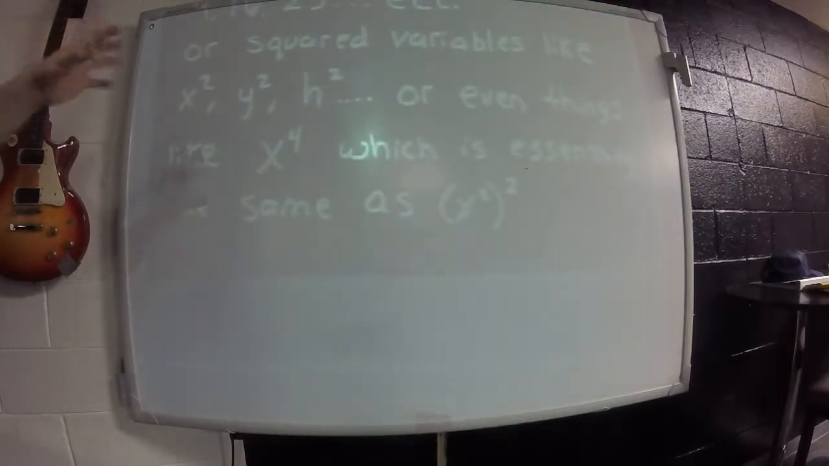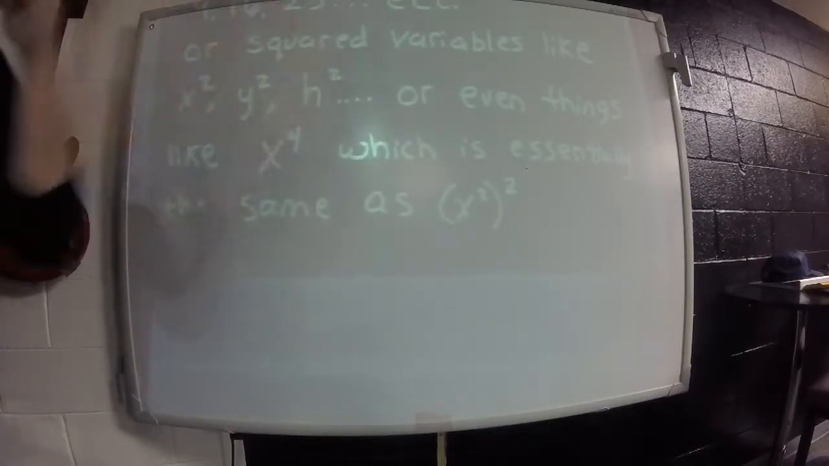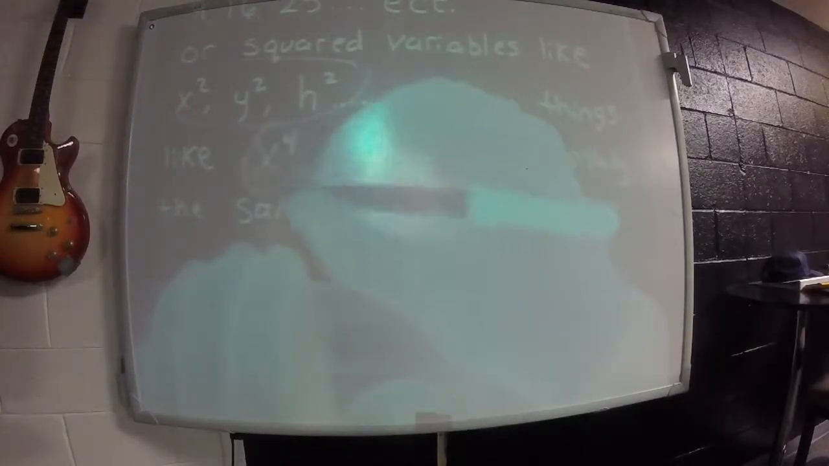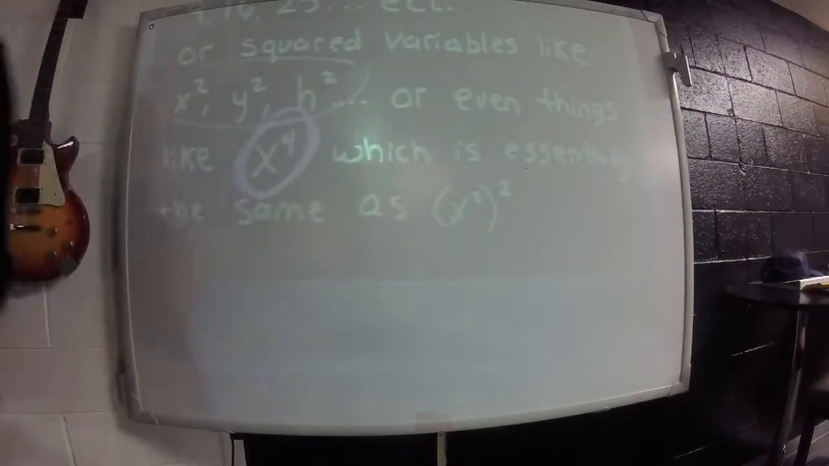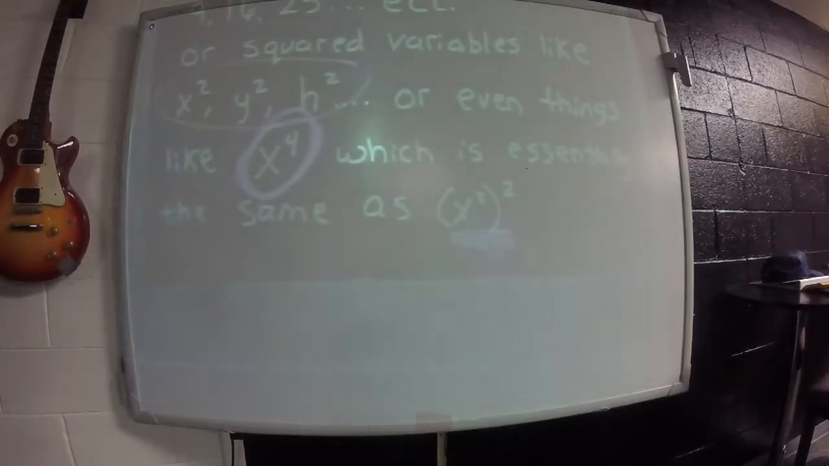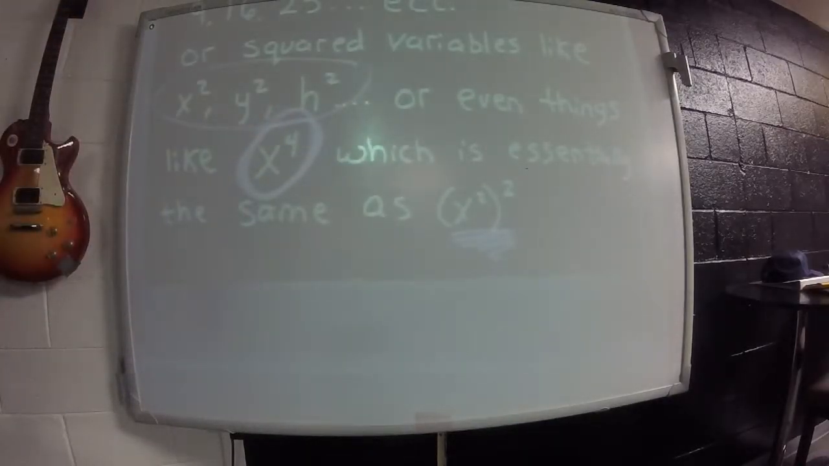Square letters look like x squared, y squared, h squared. That's usually what they're going to look like. Occasionally, they might be disguised as an even power, like x to the fourth. That's not x squared, but it's really a square because it's x squared, squared. So if you ever have an even exponent, it's secretly a square. Those are just more complicated examples. You're not going to see a lot of x to the fourths. We're going to look at one out of this whole set of notes.